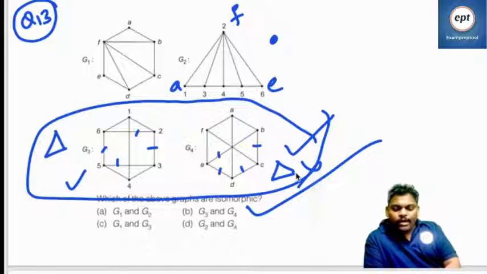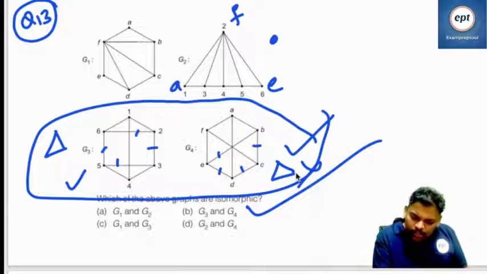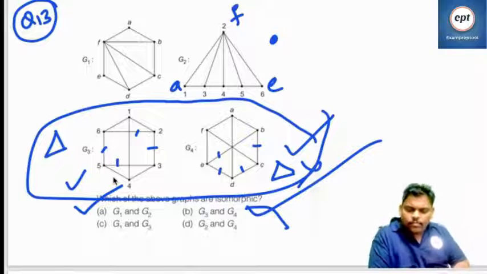G3 has a triangle. G4 doesn't have a triangle. I think B is not the answer. A will be the answer.